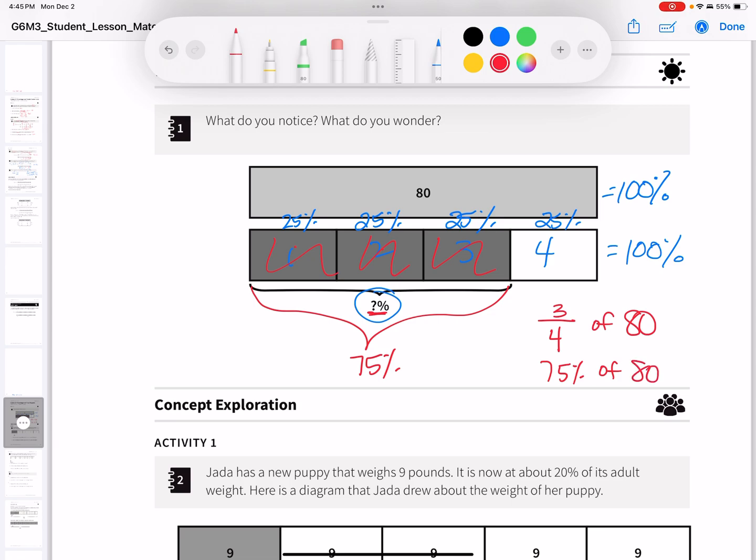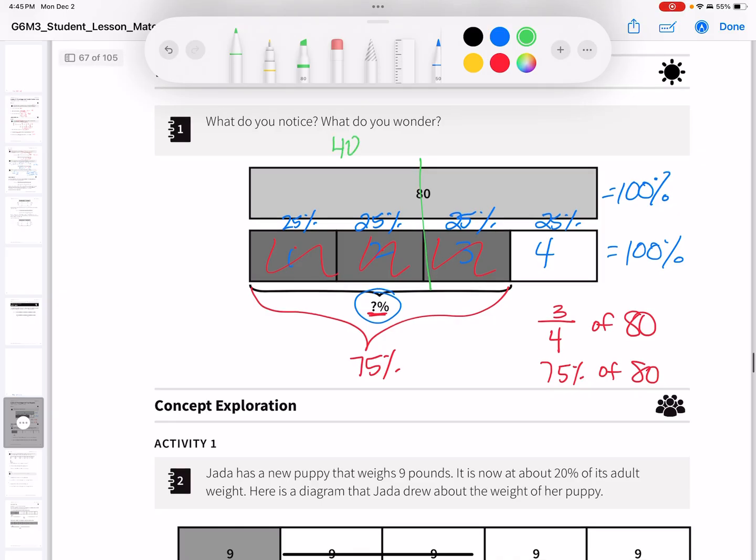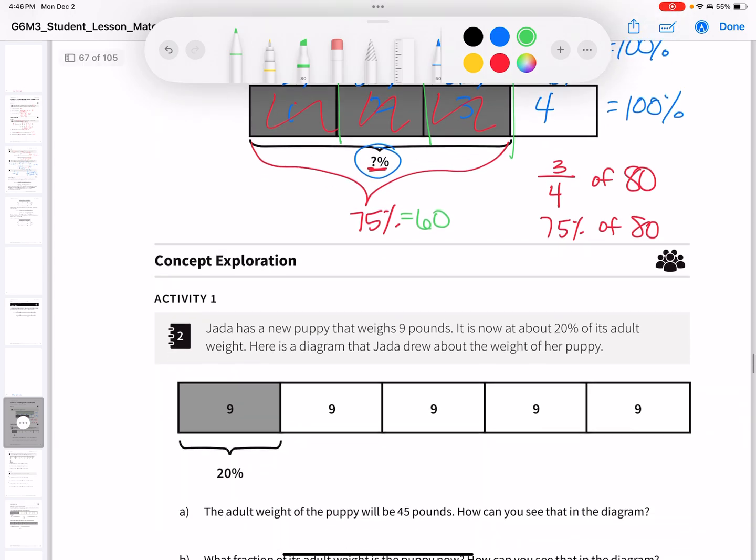I could solve this by cutting this in half. 80 cut in half is 40, and 40 cut in half is 20. So each one of these boxes is worth 20 of whatever. And 20 times 3 is 60, right? So 75% of 80 is 60. All right, let's keep going.